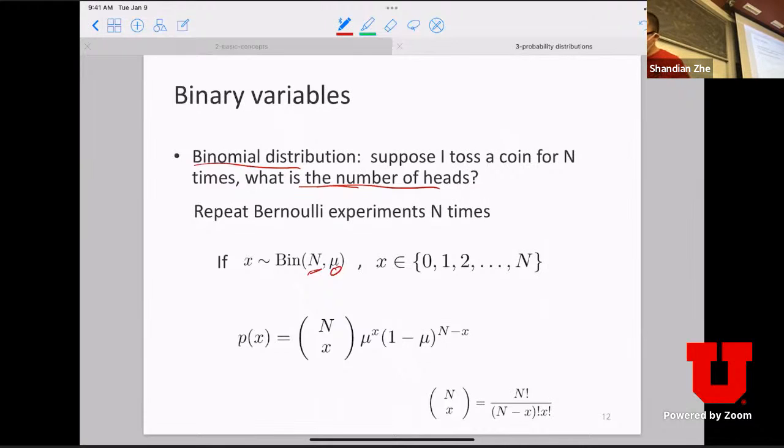So the probability of your x is written as mu to the power of x, (1 minus mu) to the power of n minus x. But you need to count how many such cases will appear. Suppose you toss a coin 100 times, and you want to know the chance that you will see 10 heads. For each particular sequence, you might have the first 10 tosses heads up and the remaining tails up. This is one particular realization.